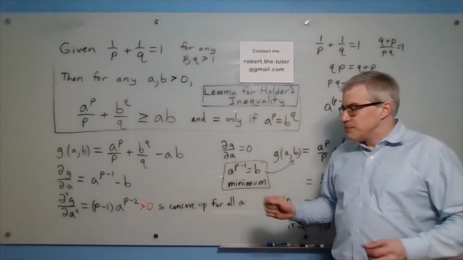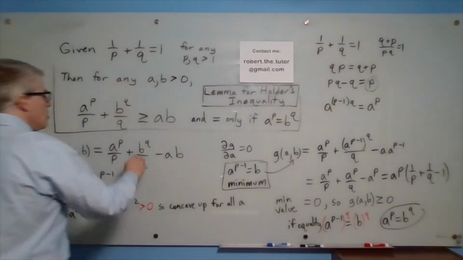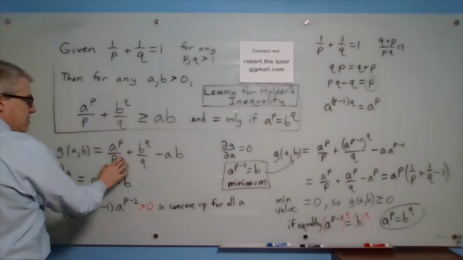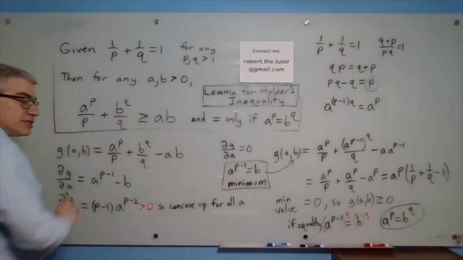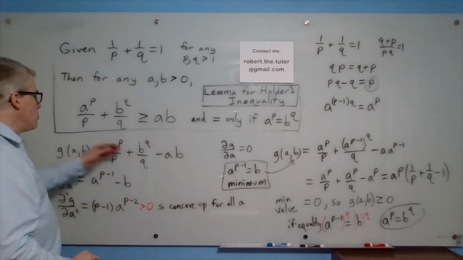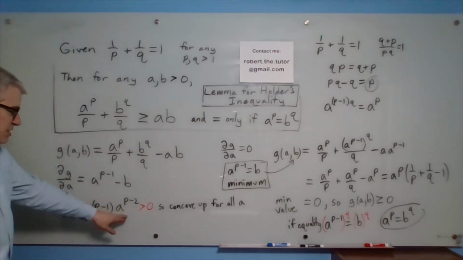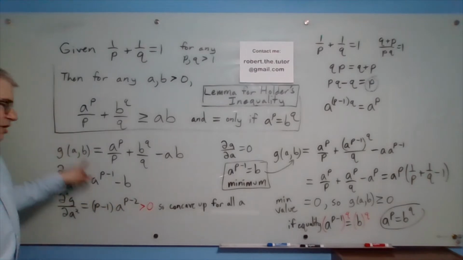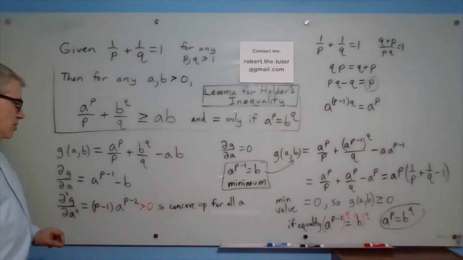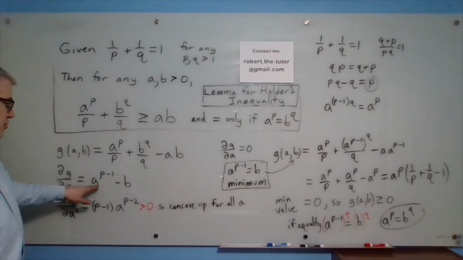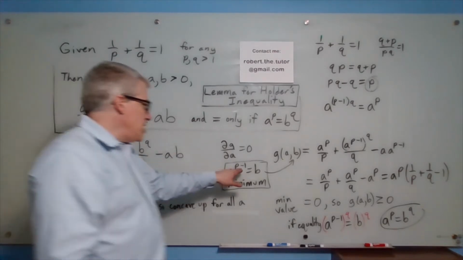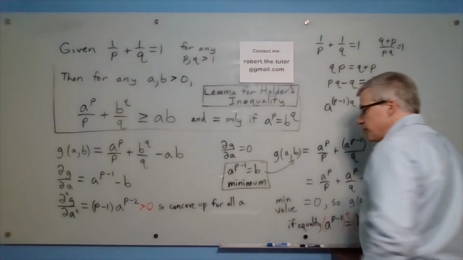Weird little fact. We subtract this over, we're trying to prove that this quantity is greater than or equal to 0. So we take its first derivative and its second derivative. Since this is positive and this is positive, this function is concave up for all values of a. So it only has one minimum, which occurs here. a^(p-1) equals b.